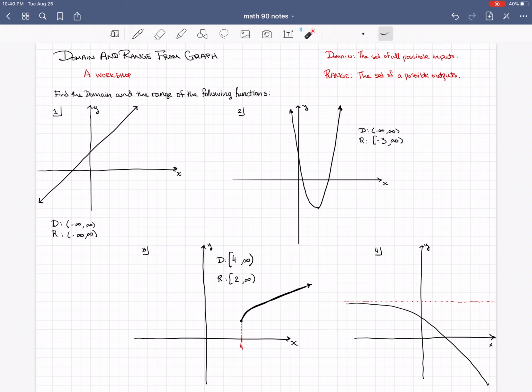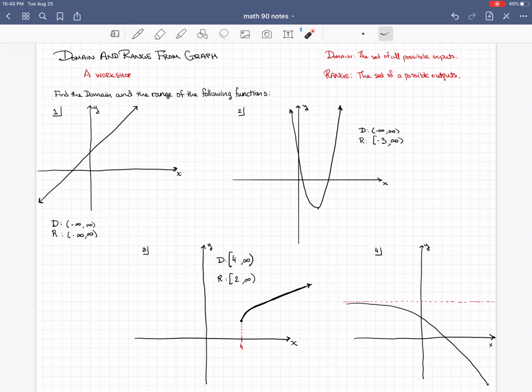Okay, now try pausing the video for a couple of minutes, maybe 2 minutes, 3 minutes, and try tackling number 4 on your own. See how you do. After a couple of minutes, turn the video back on and we'll walk through it. Okay, how did that go? Welcome back. Let's talk about domain and range.